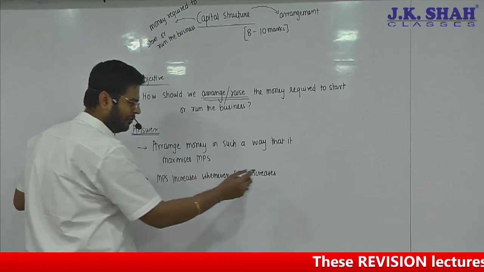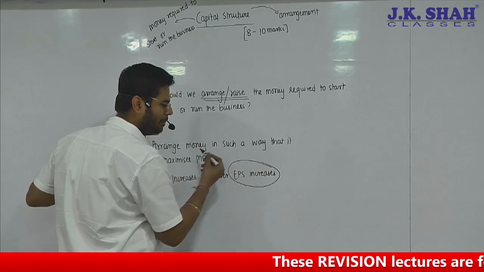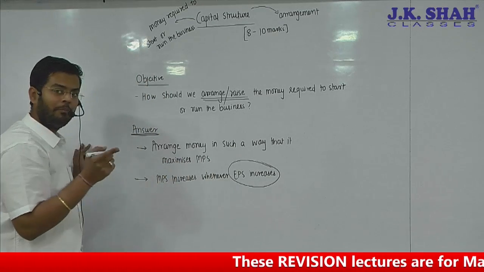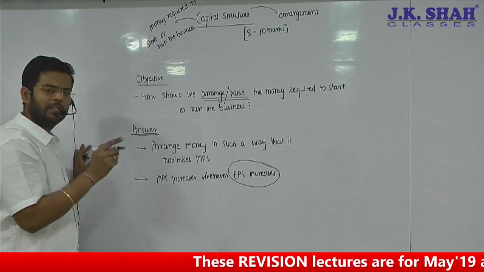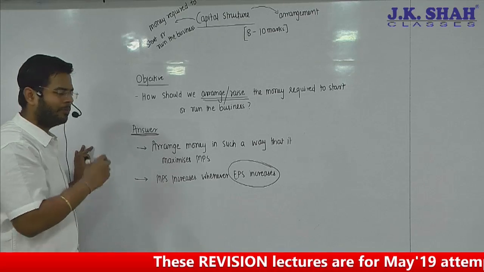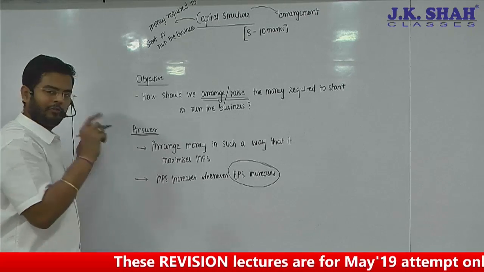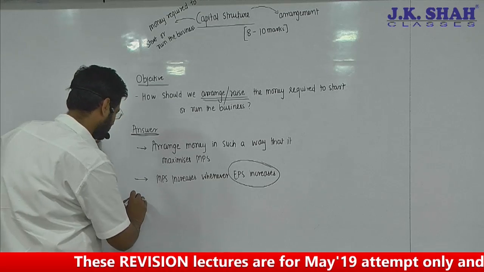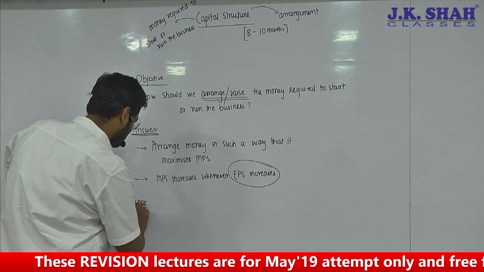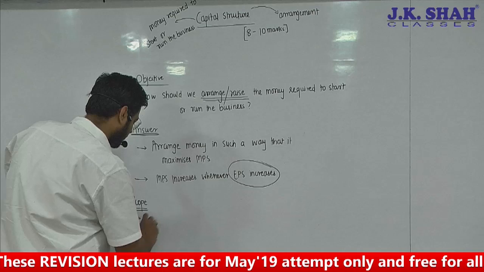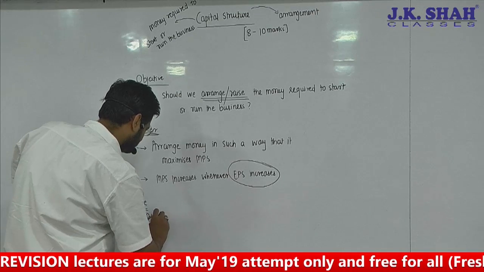So our whole focus would be to get the best plan, and the plan which will maximize the EPS should be selected. That is one point of the discussion. So this is one scope also. So the scope of the chapter is one, selecting the plan.